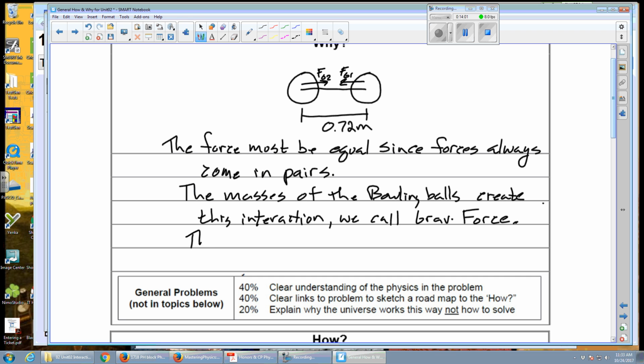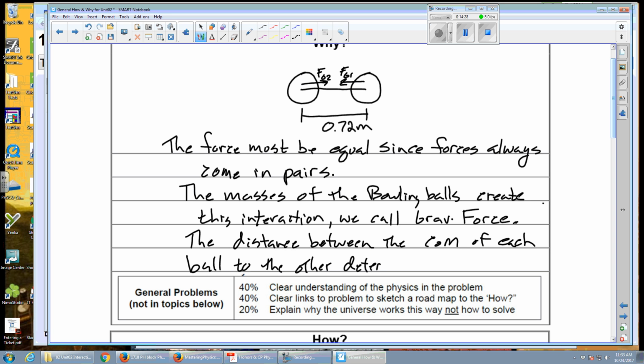So, the distance between the center of mass of each ball to the other determines the interaction.